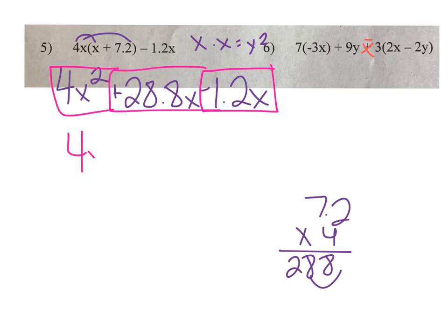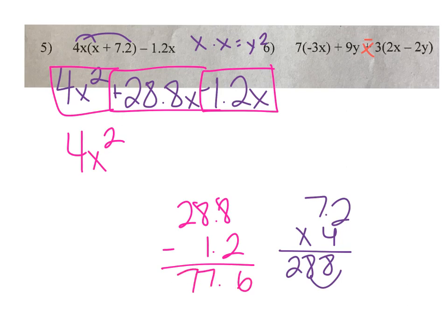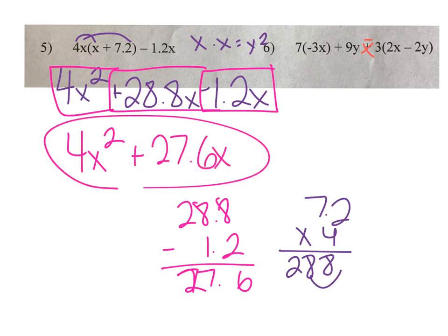4x squared stays by itself, nothing to combine with. And then 28.8 minus 1.2. And we get plus 27.6x as our final answer. Again, if you had 27.6x plus 4x squared, that would be correct as well. But make sure those two can't be combined because x squared and x are not like terms. So make sure those didn't get combined.